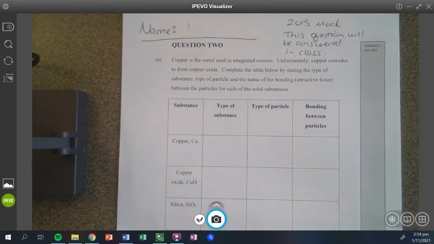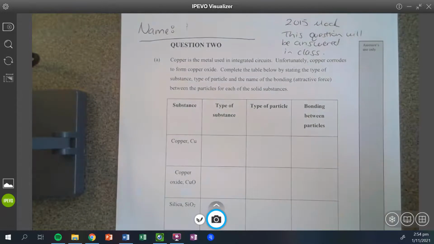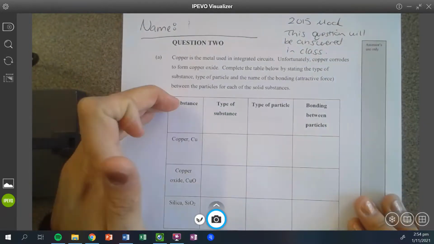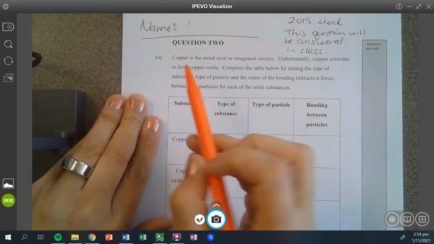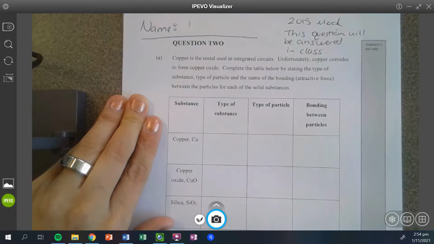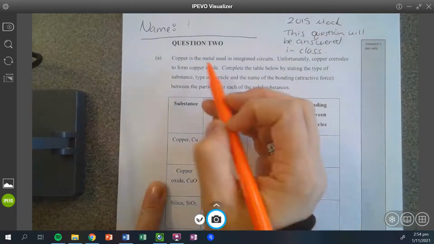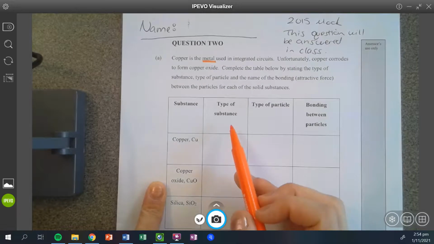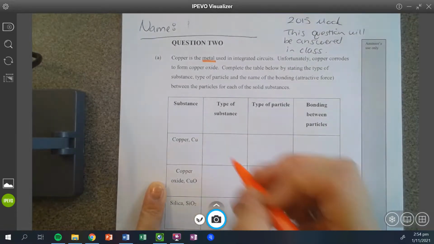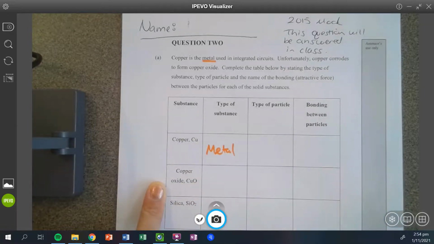So the first thing you often see with these types of solids questions is your little table. They've given you some information to help give you background. They say copper is a metal used in integrated circuits. This is so ridiculous. They told you copper is a metal and you are trying to classify types of solids. So what type of solid would that be? Definitely a metal. Isn't that ridiculous? They've given you the answers in that one.